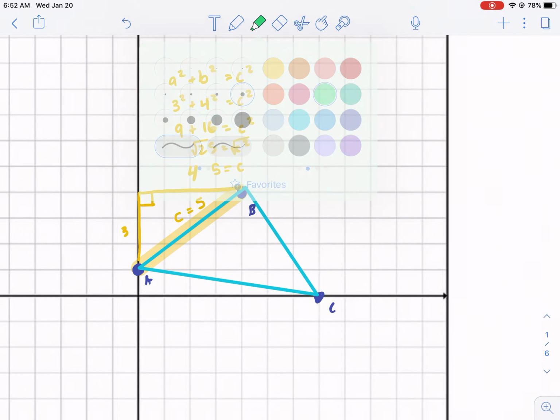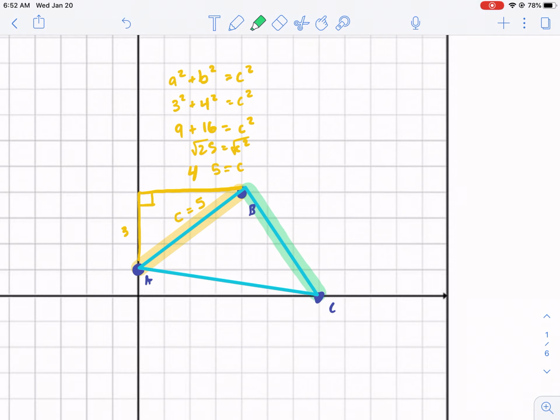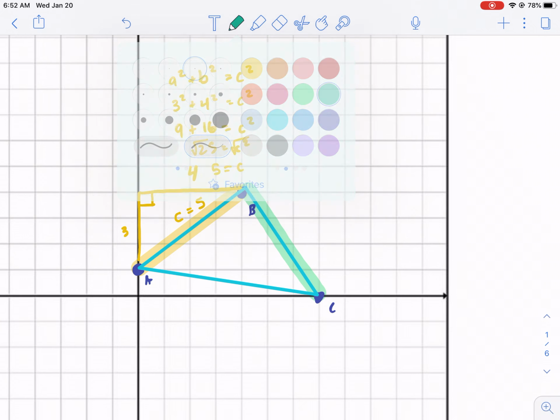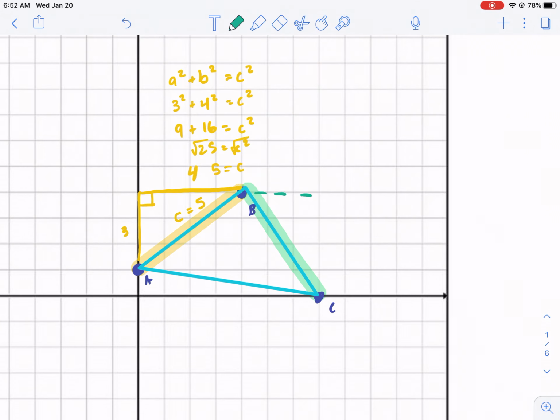I'm going to change the sides here. We're going to do BC. So for BC, I'm going to use the Pythagorean Theorem again. That's just what I like to do. I see that it's 3 units to the side, 1, 2, 3, 4 units down. So it's a 3, 4.